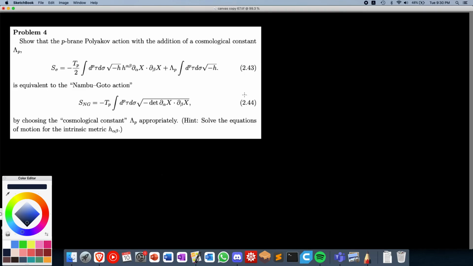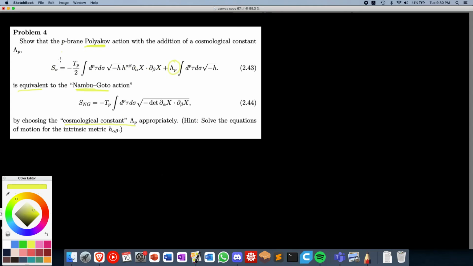Hi, and today I'll be going through this problem on p-brane actions. Namely, we'll be showing that the Polyakov action for the p-brane is equivalent to the Nambu-Goto action, provided that we make a smart choice of the cosmological constant here. One thing to note is that this cosmological constant depends on the dimension that we're working in.